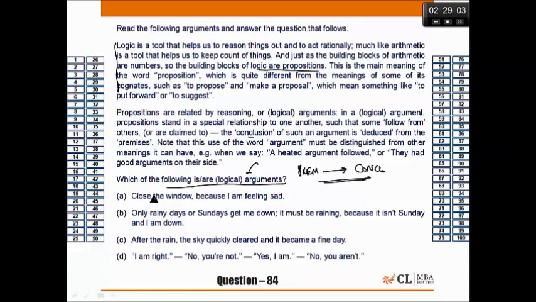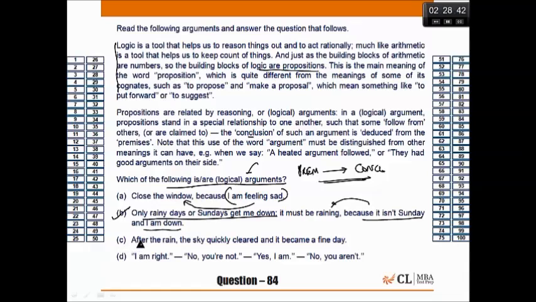Okay, let's see. Close the window because I'm feeling sad. I'm feeling sad, therefore close the window. It has a premise and conclusion, but a stupid one anyway. Only on rainy days or Sundays does it get me down. Only X, then Y. It must be raining because it isn't Sunday and it's getting me down. Not X, therefore not Y. Oh, this is perfect. This is a good logical argument.